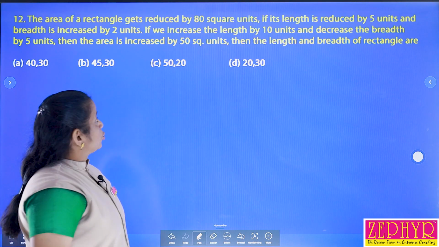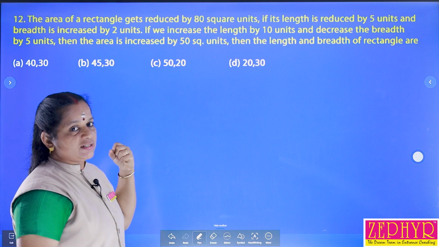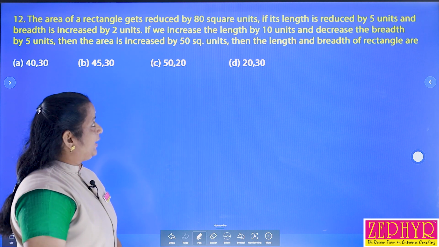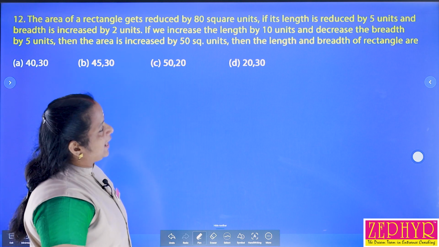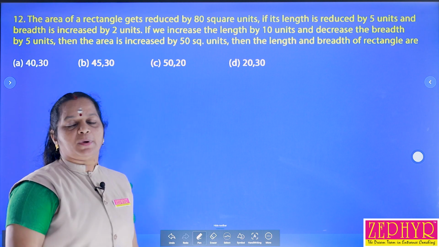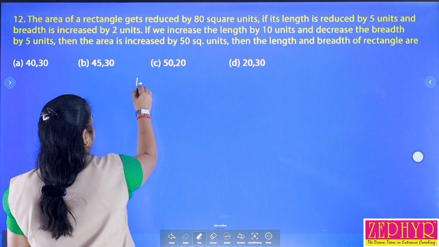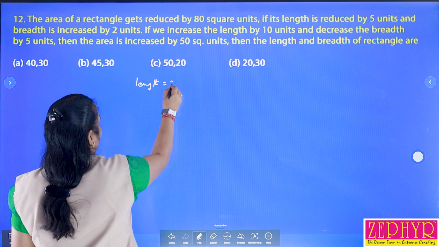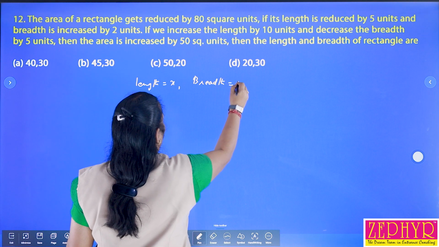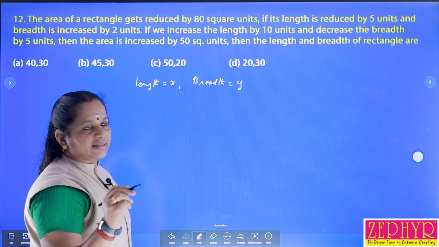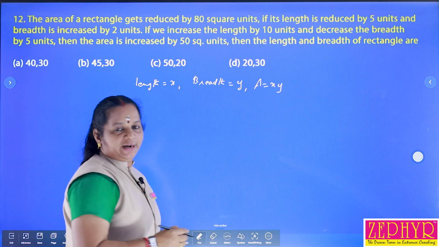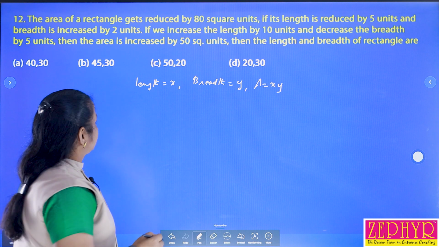Okay. Next question. Read this question carefully because it is a word problem. The area of a rectangle gets reduced by 80 square units if its length is reduced by 5 units and breadth is increased by 2 units. So take the length of the rectangle as x units and the breadth as y units. Length is equal to x and breadth is equal to y, then area is length into breadth, so area is equal to x into y.